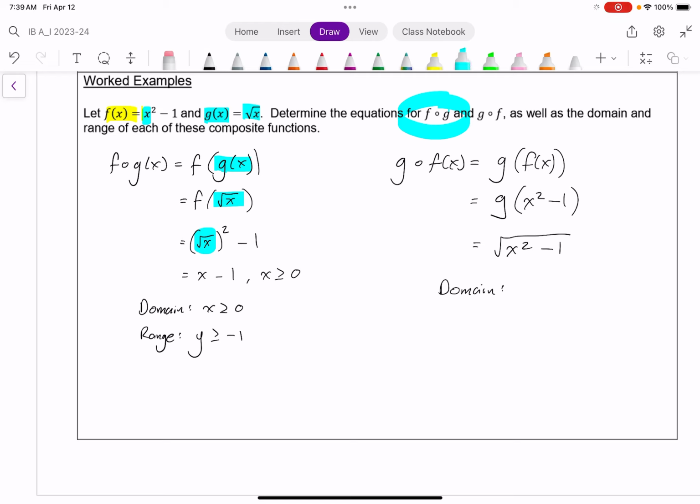Because if we look at this part right here, the x squared minus 1 part, when x is between -1 and 1, x squared minus 1 gives out a negative value. And the square root of a negative value is not real. And so the domain is everything but the values between -1 and 1. A few ways of saying that.